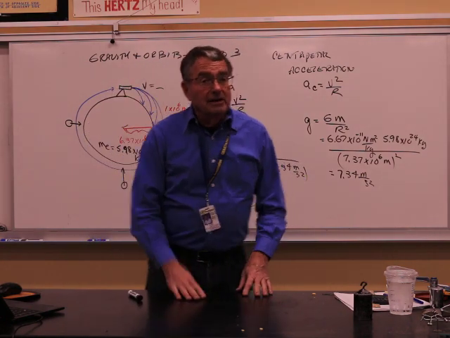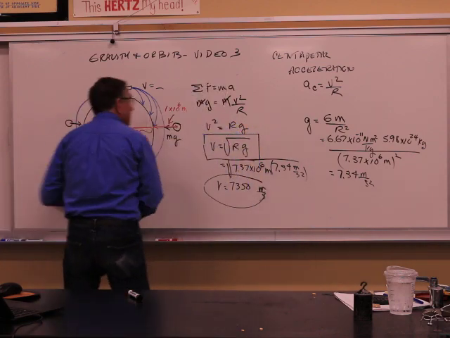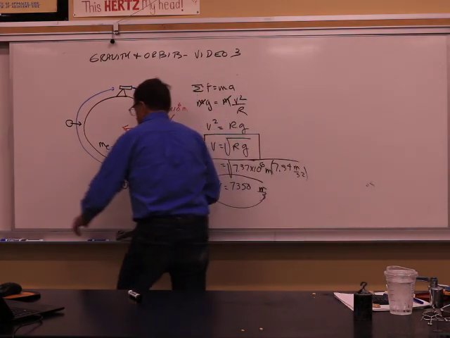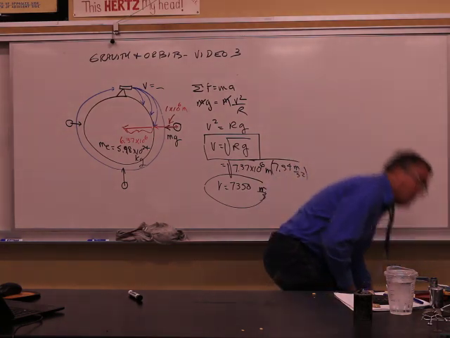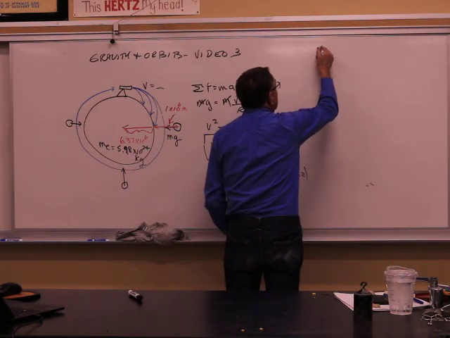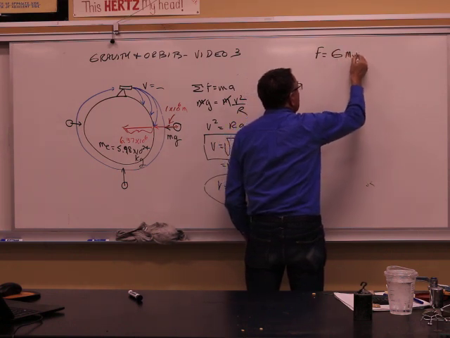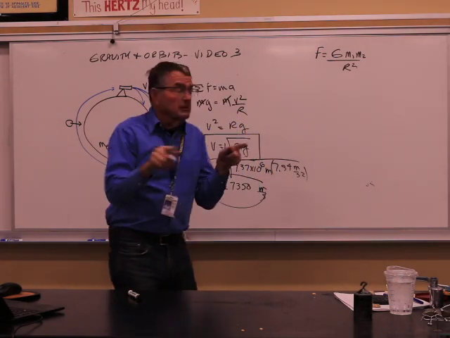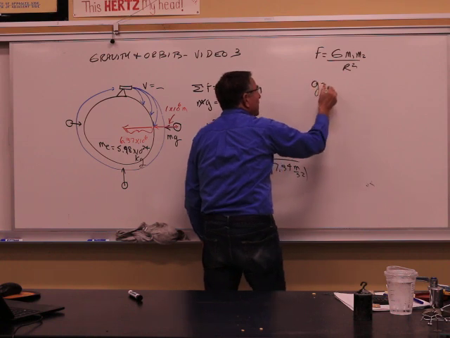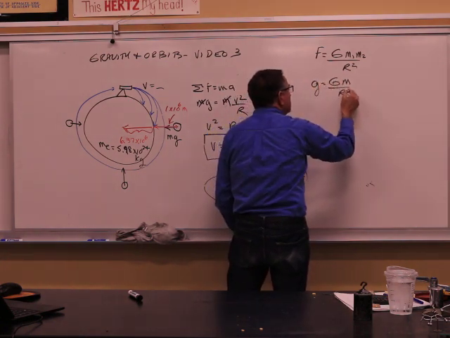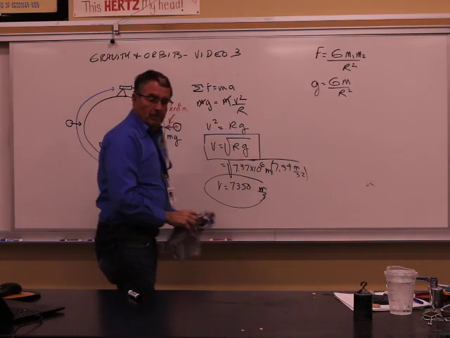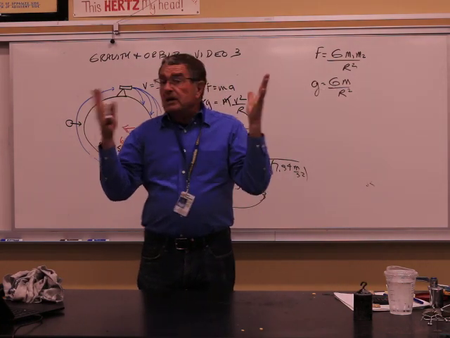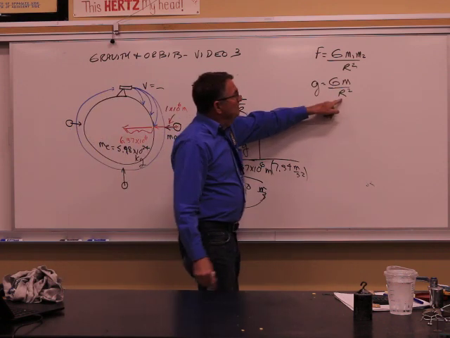Now, we're not quite done. Let me add one more thing. We're going through the first three videos. The force between two masses is capital G, M1, M2, over R squared. That's the force between any two masses. From this, we got gravity. Gravity is capital G, M over R squared. And we can compute gravity for the Earth, for the Moon, any place we want. There is the equation for gravity.